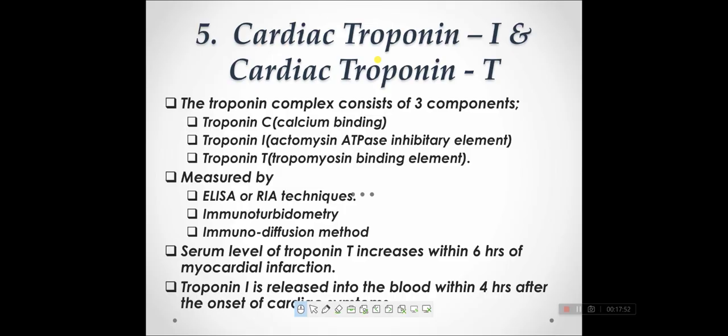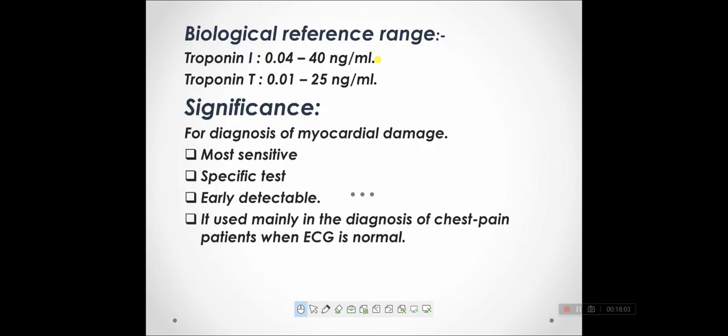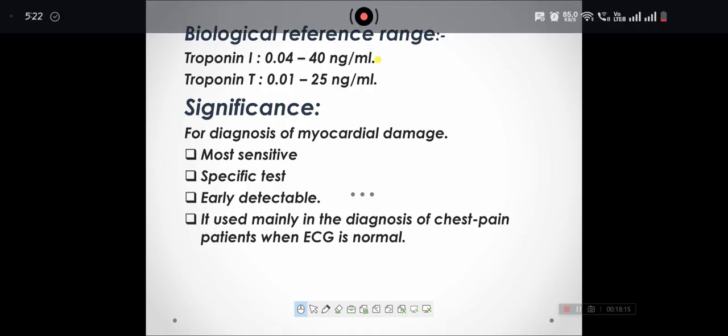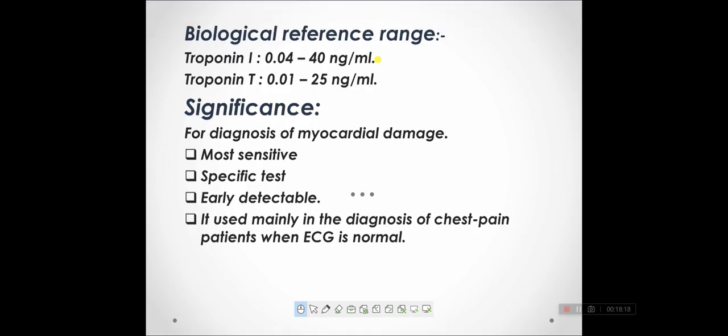The serum level of troponin T increases within 6 hours of myocardial infarction, but troponin I is released into the blood within 4 hours after the onset of cardiac symptoms. Right. Normal range of troponin I is between 0.04 to 14 nanogram per milliliter, and troponin T is 0.01 to 25 nanogram per ml, increasing which it may be suggestive of any kind of myocardial damage.